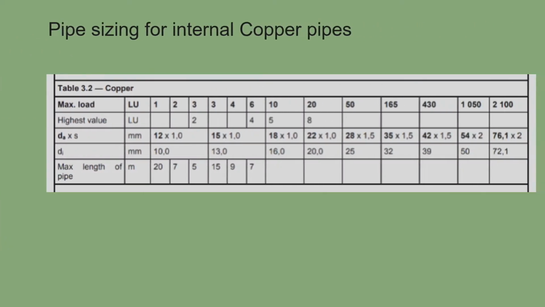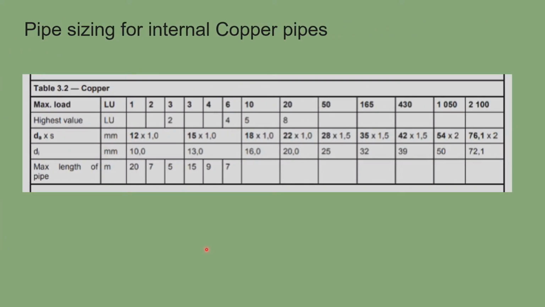So what we're going to do today is just look at table 3.2 and 3.8. So there is table 3.2. This is for copper pipework. As you go along the top here, you can see we've got our maximum load. So this is where our loading units go in. Then we've got the highest value. This is the highest thing that's running on this size of pipework. We must be below that or not above it. Then you've got your pipe diameters. Nice and straightforward.